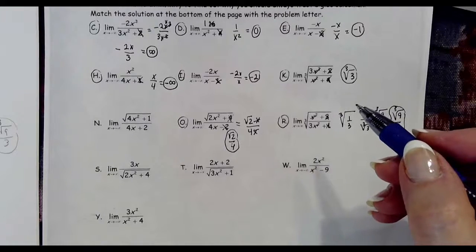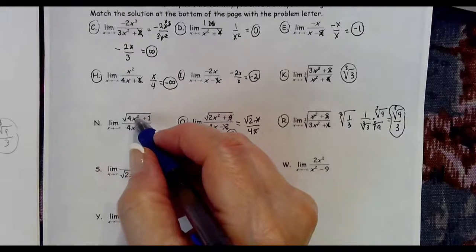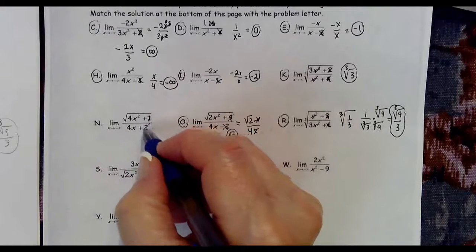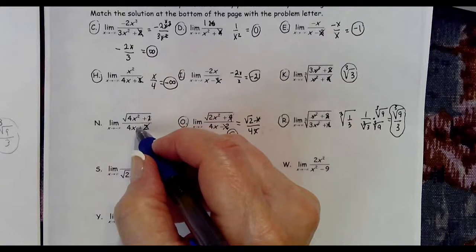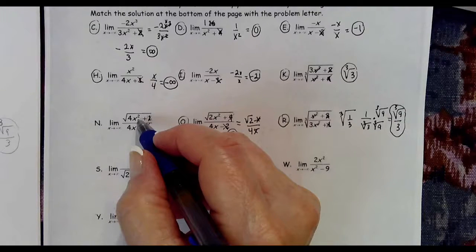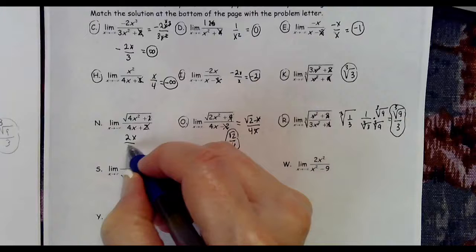Okay, these aren't that bad, are they? So the next one over here, the 1 and the 2 inside the square root don't matter because you're talking about infinity again. So the x squared and the x, one is out of the radical and one is in the radical, so we have to do the square root first. So this gives me 2x over 4x.